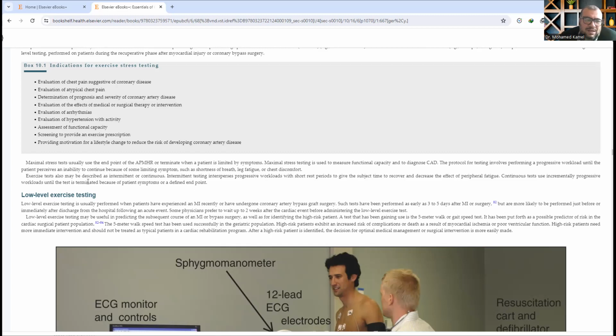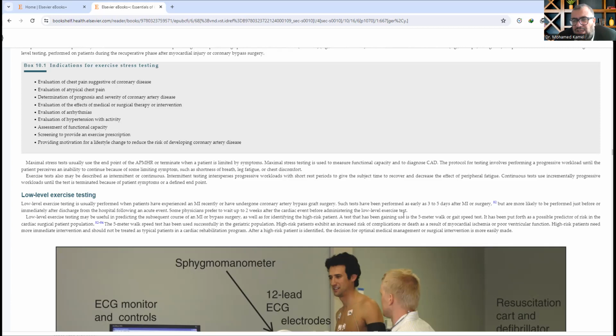Exercise tests can also be described as intermittent or continuous. Intermittent testing spaces progressive workloads with short rest periods to give the subject time to recover and decrease the effect of peripheral fatigue. So for the intermittent protocol, we will do testing for some time, give rest for recovery, and then the patient will come back for the next stage of the testing.